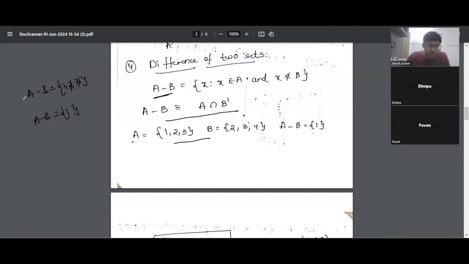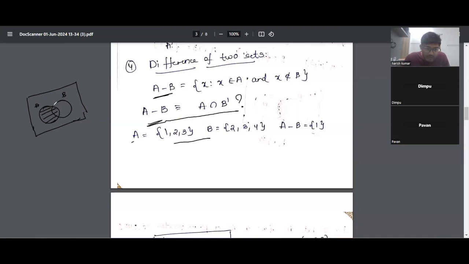Now we are saying that A minus B is the same as A intersection B complement. How is this true? We will check this with the help of a Venn diagram. First, let's draw a Venn diagram for A minus B. This is A and this is B. First of all, it should be in A, that means this entire thing, but it should not be in B.